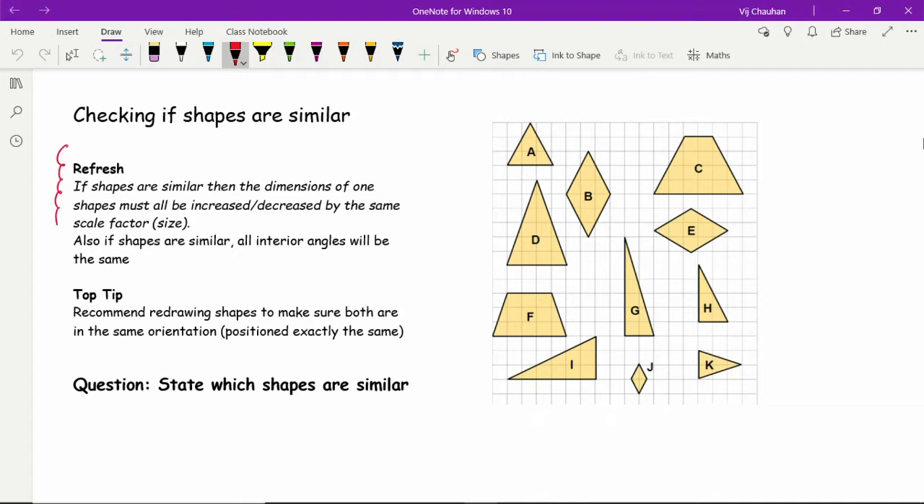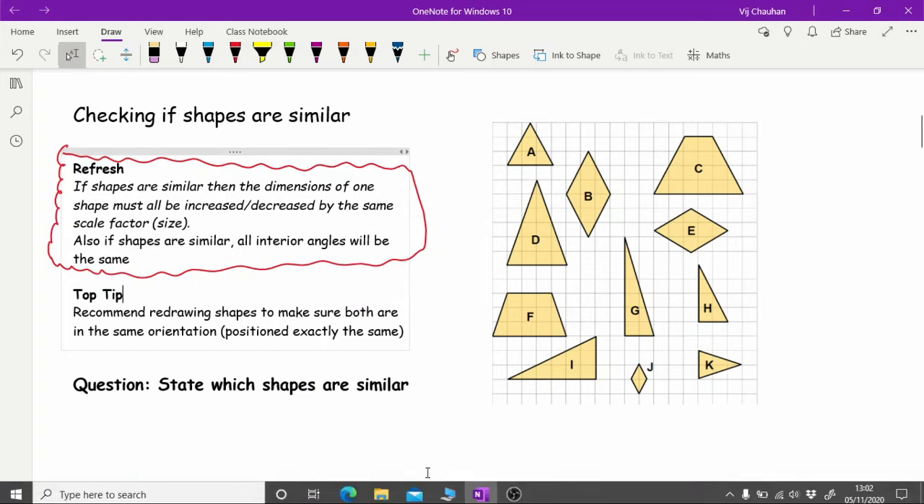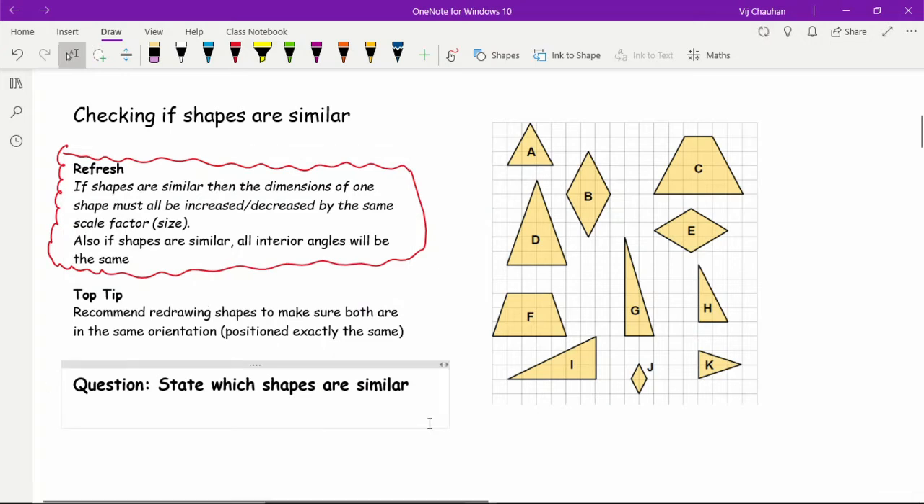So let's just put a bubble around that, and I just spotted a slight spelling error. There we go. And another top tip when you are deciding whether shapes are similar is to redraw the diagrams if they're not in the same orientation.